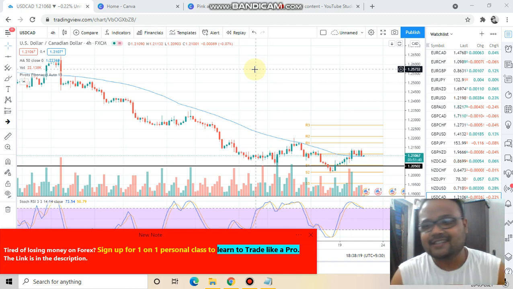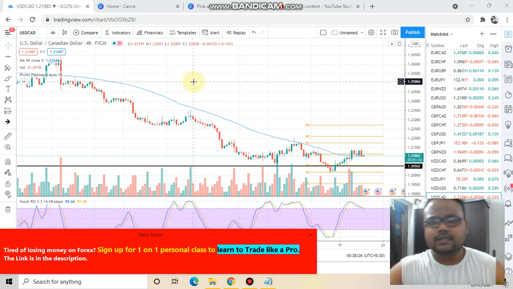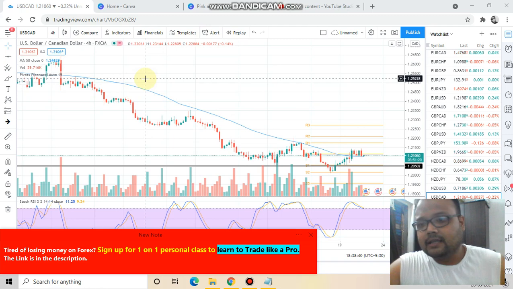So let's get started. This is the chart of USD CAD and you can see I'm in the 4 hours time frame. If you just look at the chart, there is no denial or no doubt about it that the market is in a downtrend. And as we all know, trading in a trending market is much easier, and here the market is in a downtrend.